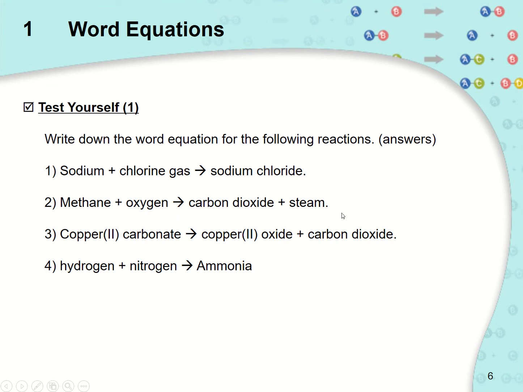Third question, copper(II) carbonate decomposes to form copper(II) oxide and carbon dioxide. So copper(II) carbonate, arrow, copper(II) oxide plus carbon dioxide. And last but not least, ammonia gas is formed from the reaction between hydrogen gas and nitrogen. So remember, the reactants must come first. So you must put hydrogen plus nitrogen react to form ammonia. Ammonia is what is formed at the end of the reaction, so it must be on the right hand side of the equation. You cannot present it in any other way. The arrow always points from left to right. So these are the answers for Test Yourself 1.